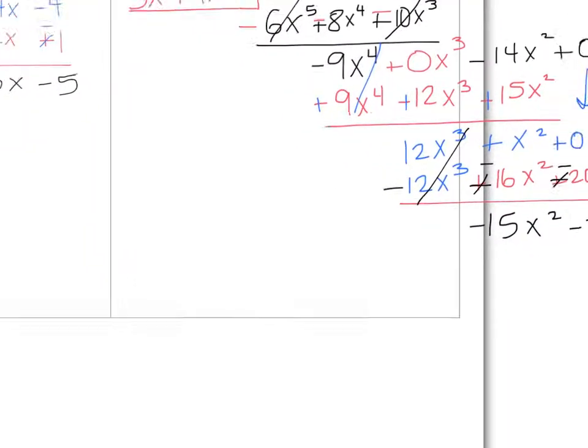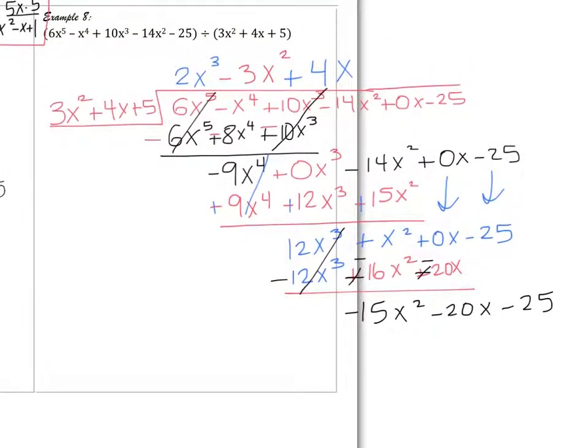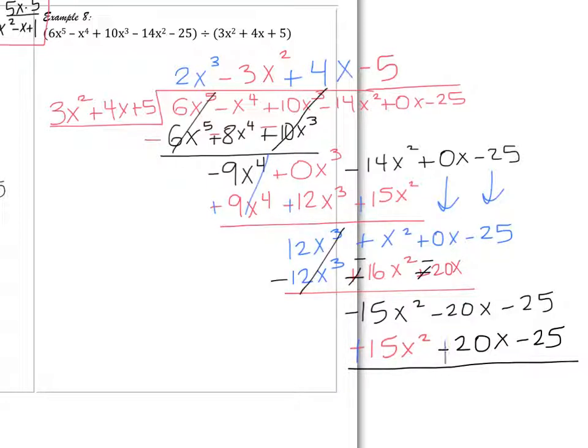Okay. So 3 times what would give me 15 or negative 15? That's a negative 5. So 3x to the power 2 times negative 5, that's a negative 15x to the power 2. And 4x times negative 5, that's a negative 20x. And 5 times negative 5, that's a negative 25. Now draw a line and change the signs. This cancels out, this cancels out, this cancels out, so my remainder is a 0.